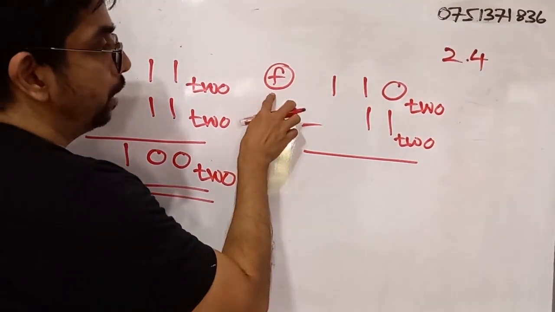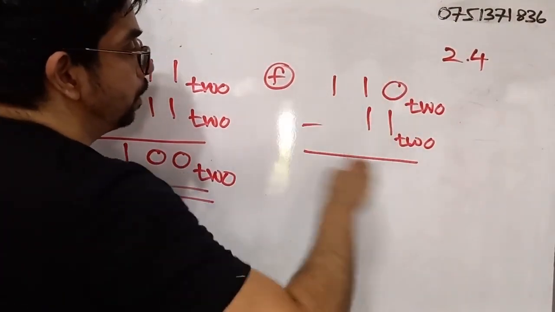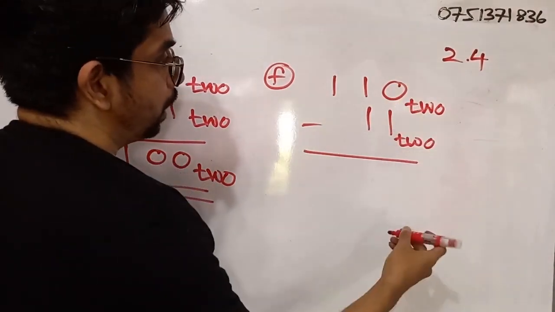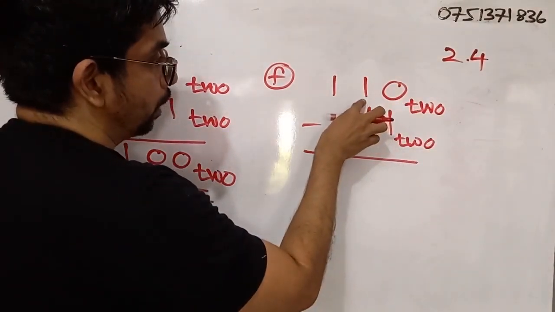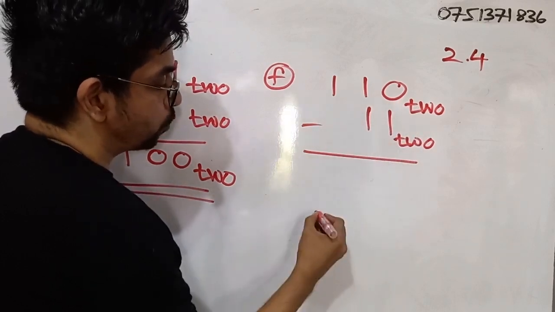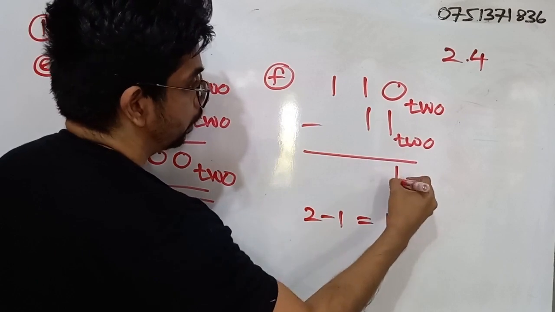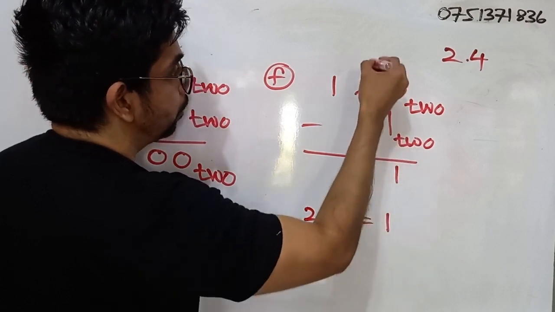Right, simple F. So we have to simplify this subtraction. Right? So 0 minus 1 we can't do. So we borrow this one. Then this 0 becomes what? 2. 2 minus 1, what's the outcome? 1. So this one becomes what?